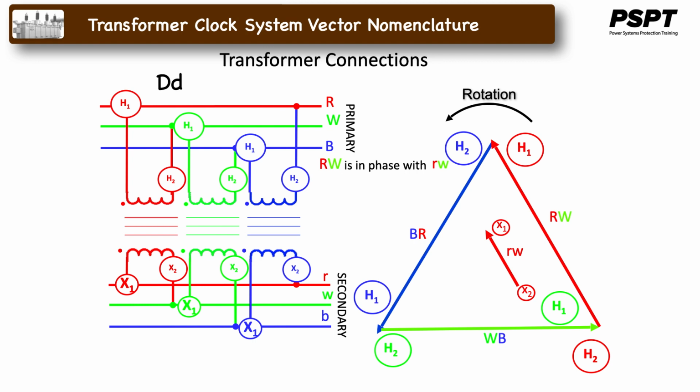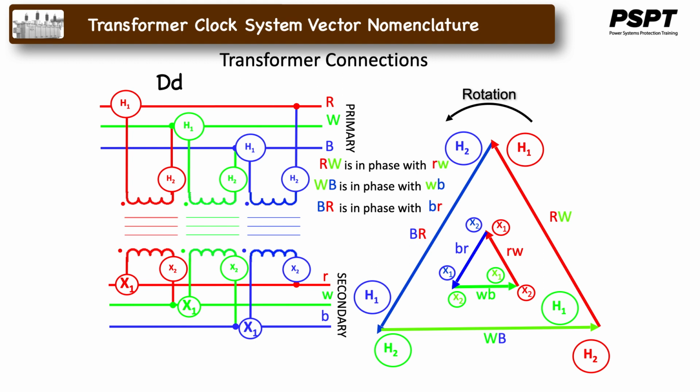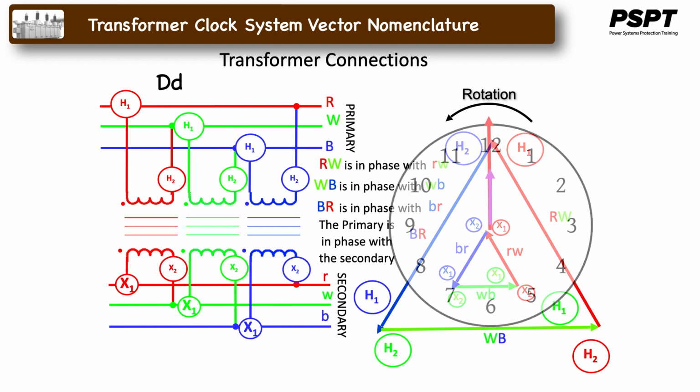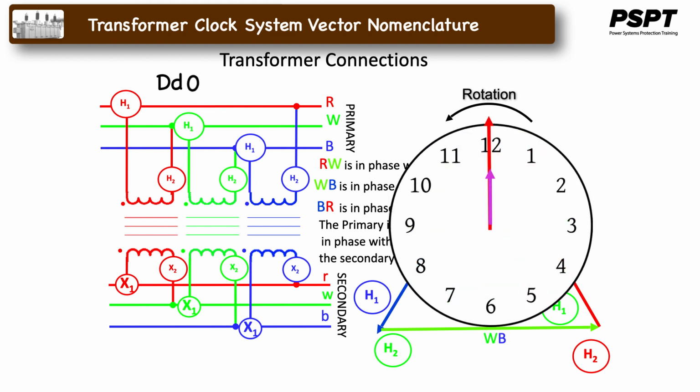The red to white primary voltage is in phase with the secondary red to white voltage. The white to blue is in phase with the white to blue, and the blue to red is in phase with the blue to red, primary to secondary, of course. In general terms, we might say that the primary is in phase with the secondary. So the clock face nomenclature would tell us that the primary is in phase with the secondary, such that this delta-delta connection would be DD0.